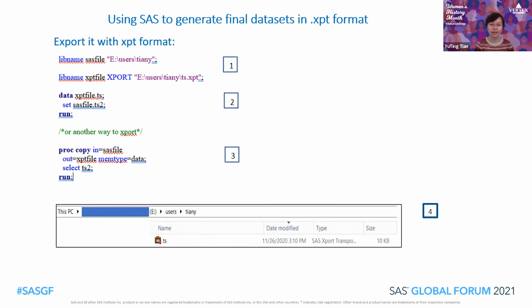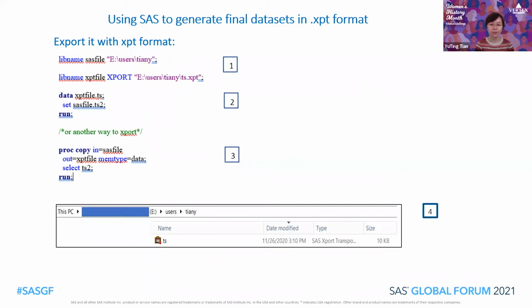We should notice that here, when we create a path to save the XPT file with the export engine, we should specify the name of that XPT file. For example, here, that XPT file's name is called TS.XPT.